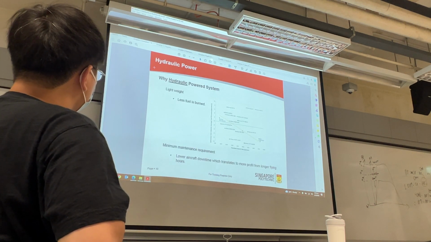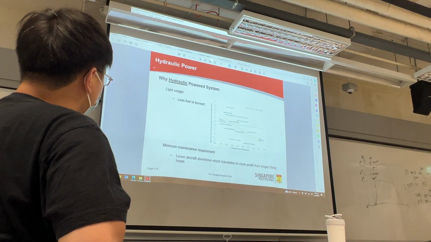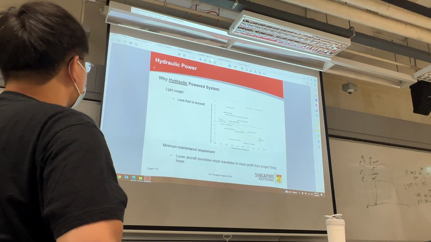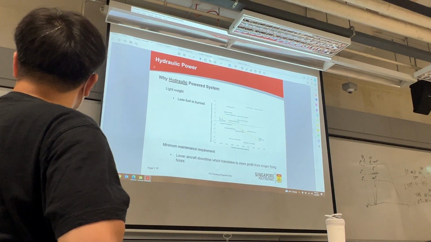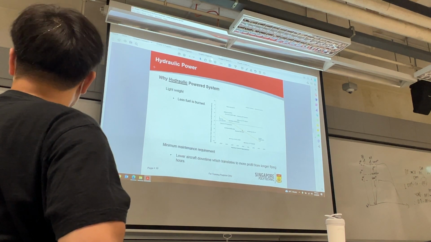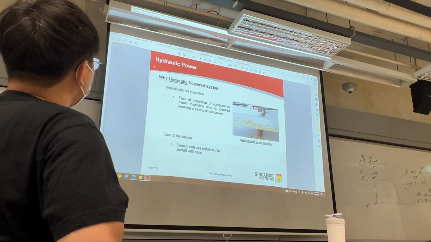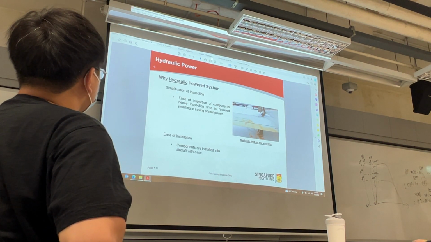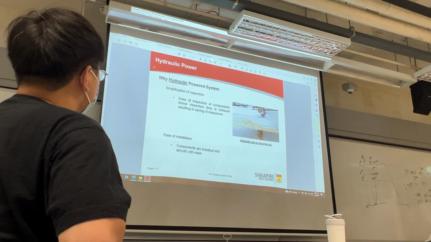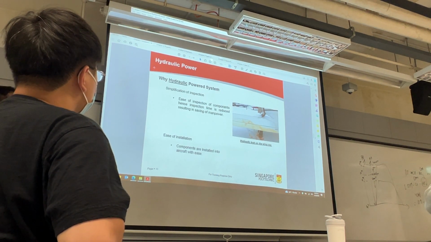Now, why hydraulic? Because it's light in weight, less fuel burn, minimum maintenance requirement. Yes, this system is very reliable and the aircraft keeps flying. That's very important. If it keeps failing, then forget it. Right, simple to inspect. Usually hydraulics are dyed, and when it is leaking, you can see. And ease of installation, components spoil, just change. Life goes on very fast.